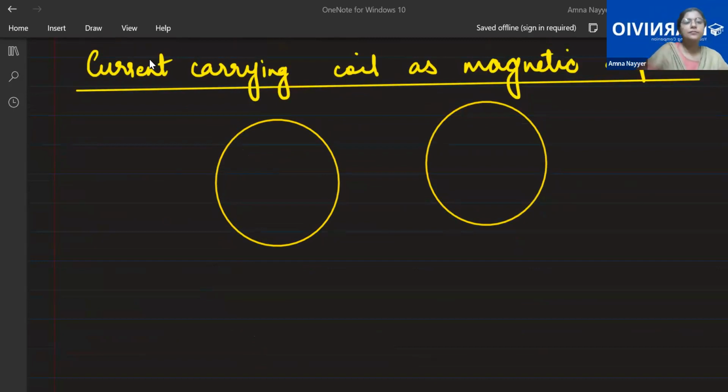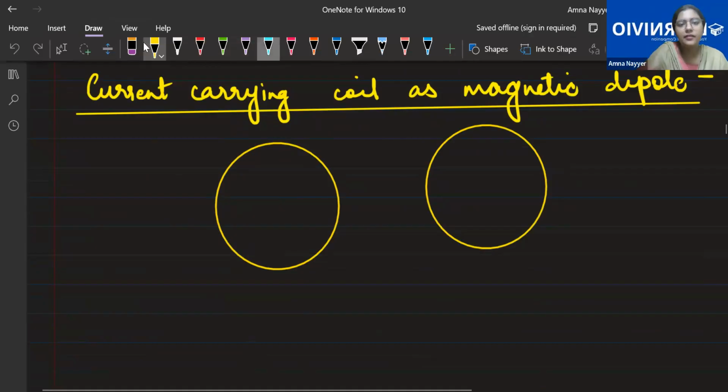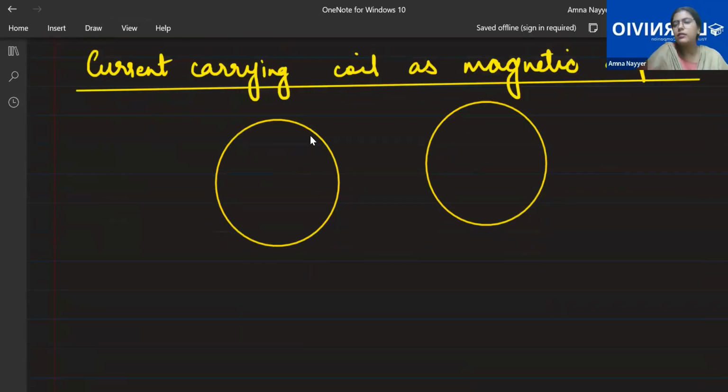This question, when the wire has the coil present. Before going to the magnetic dipole, there's a concept which will be utilized in this chapter, in the next chapter, and the chapter EMI especially. How to get the direction of the current when you know the polarity, or how to write the polarity when you know the direction of the current.